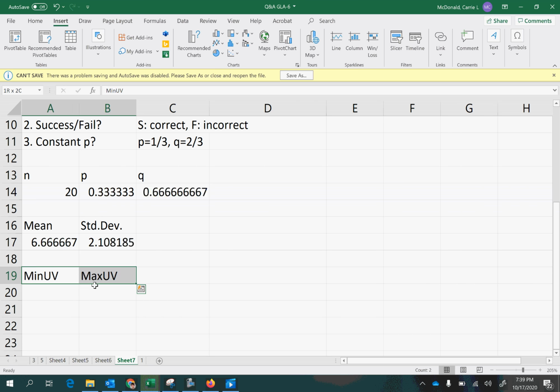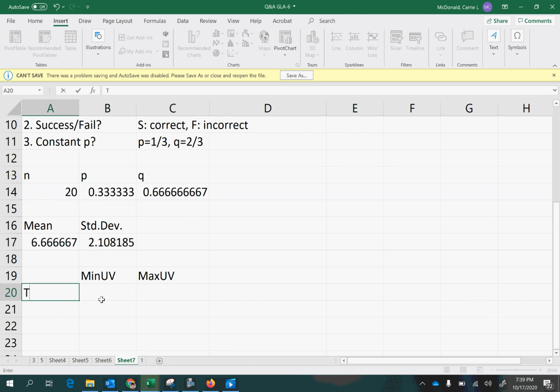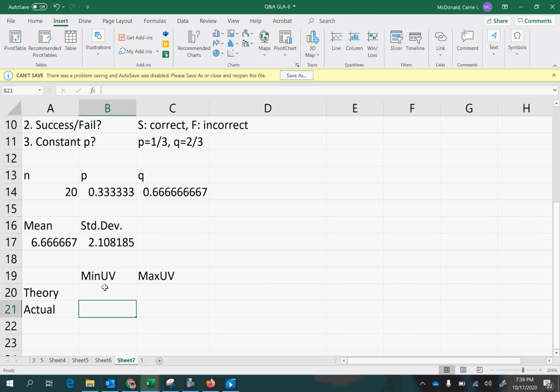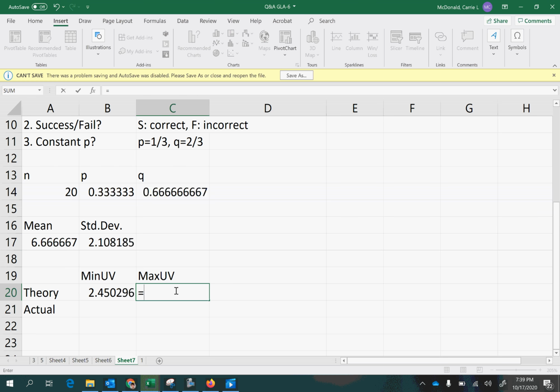Now, we're going to calculate these in theory and then actual, and you'll see what I mean in a moment. So when I calculate my minimum usual value, I start at the mean and I subtract 2 times the standard deviation. And to do my maximum usual value, I start at the mean and I add 2 times the standard deviation. Okay, so now I know that the highest value that I could get by guessing alone that wouldn't be suspicious would actually be 10.88, but you're not going to get 10.88 questions right. You're either going to get 10 right or 11 right.